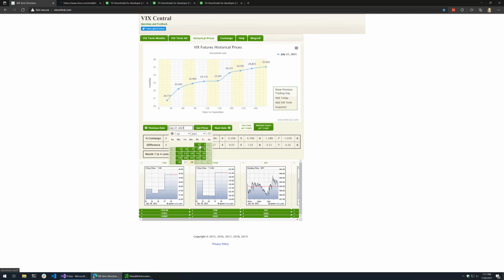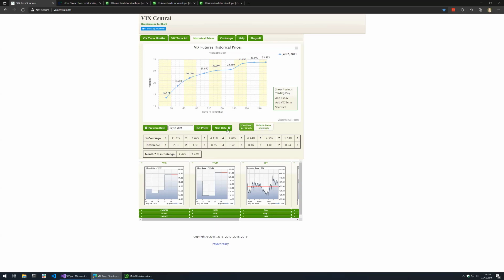So for instance, one thing I'm going to be analyzing with you is this time period that we've just gone through over this past few weeks. We can take a look and say, let's look at Friday the 2nd. We'll get prices for that. And then you can jump to multiple dates per graph. As you advance through, it's just going to paint the next day onto the graph. And here you can see that volatility picked up very briefly there in green.